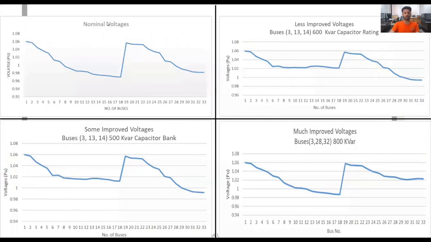You can see the overall idea of nominal voltages. This graph shows the nominal voltages of the system, which is a very low voltage profile. However, when we placed 600 kVAr rating capacitors on buses 3, 13, and 14, the system voltage improved somewhat. Also, we have placed 500 kVAr rating on buses 3, 13, and 14. You can see the system has somehow optimized from the nominal losses. And in the last figure, figure number 4, we have placed a capacitor bank of 800 kVAr rating on buses 3, 28, 32. You can see the system voltages have improved from very low to much improved voltages.